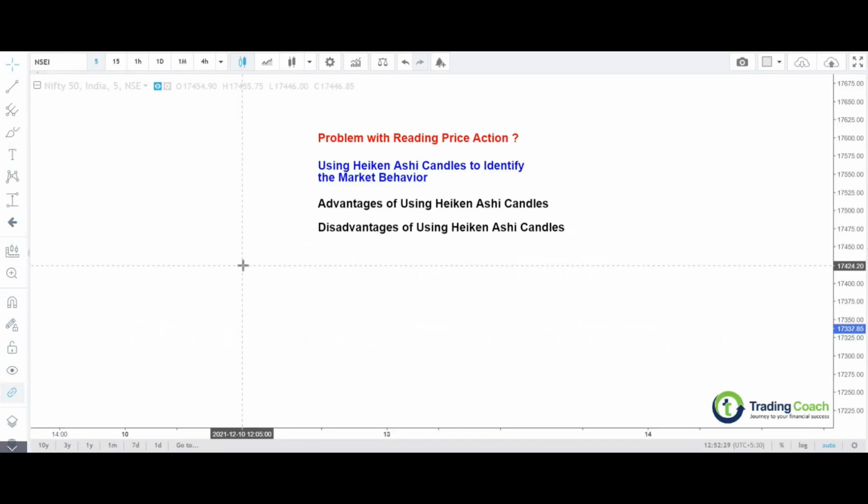So this is Trading Coach this side, and in today's video we are going to use Heikenashi Candles to study the market behavior. If you have a problem with reading the price action, or if you're not getting clarity in using the price action techniques, we can use Heikenashi Candles to identify the market behavior. We can use Heikenashi Candles to study the price action, and to understand what's going on behind the scenes. So in this video we are going to do that. We are also going to discuss the advantages of using Heikenashi Candles, and the disadvantages of using Heikenashi Candles.